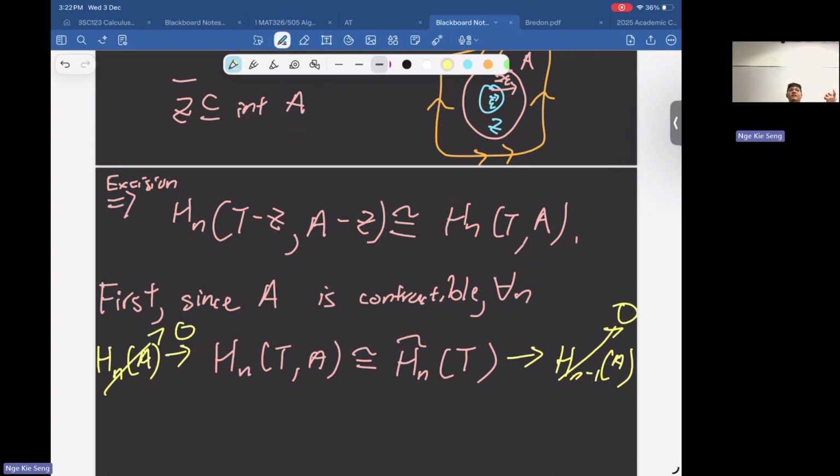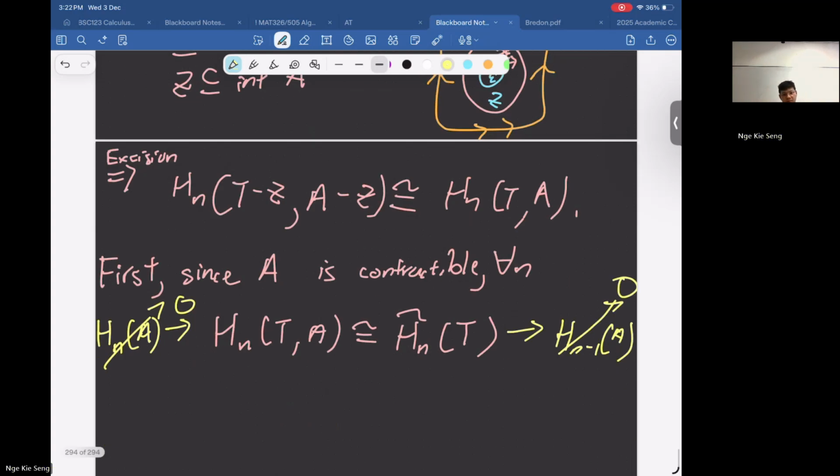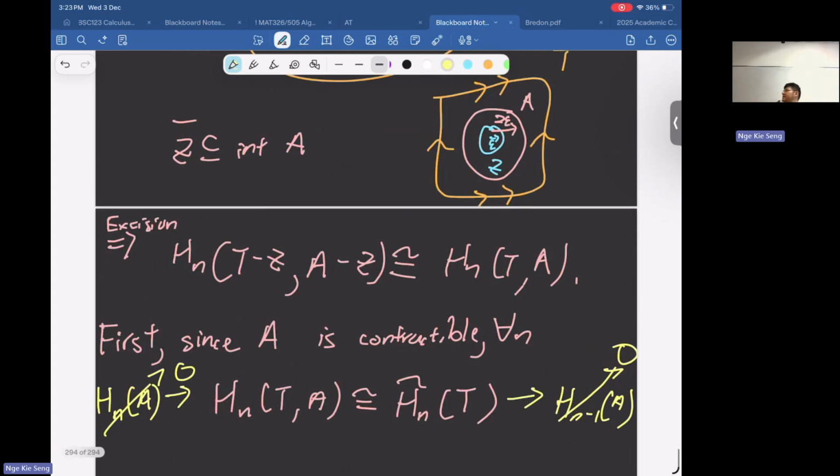A is the disk, another disk, a larger disk, 2 epsilon disk that bound this epsilon disk Z. Okay, contractible. Right. Okay. How much do you know about T minus Z and A minus Z? T minus Z, you know, right? It is S1 wedge S1. A minus Z is an annulus, which deformation retracts to an S1. Okay, good.